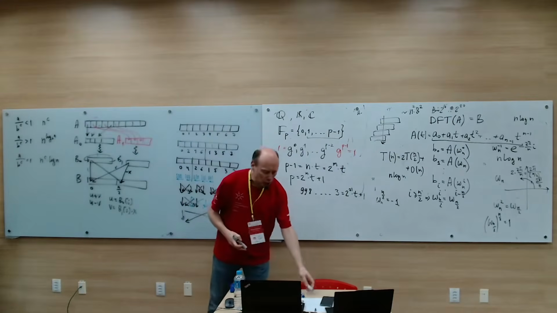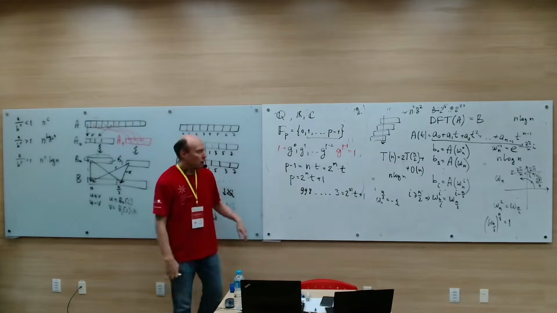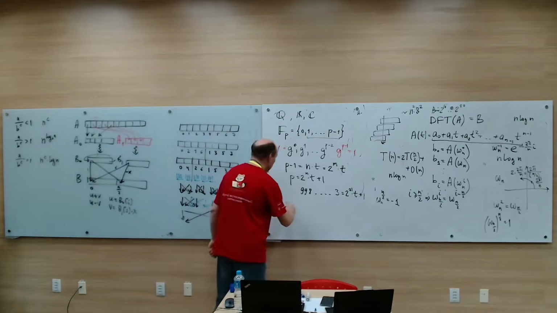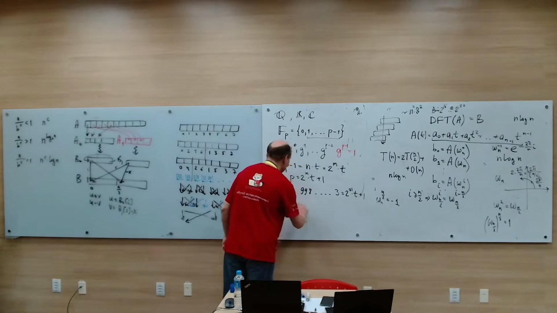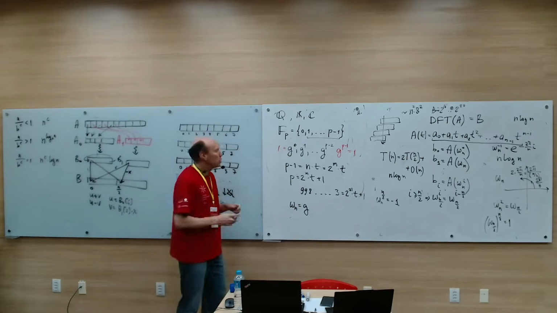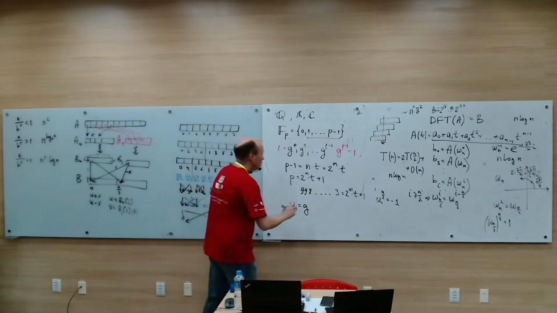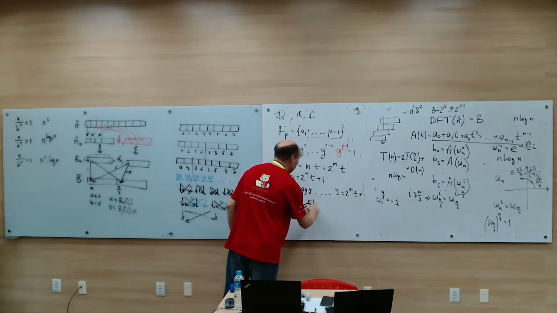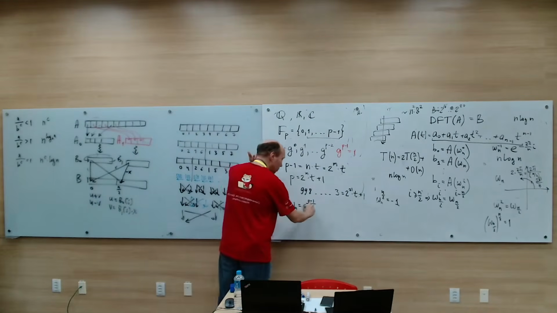So how can we make use of that fact? Let's say that omega n is g, this generator, to the power of p minus 1 divided by n.